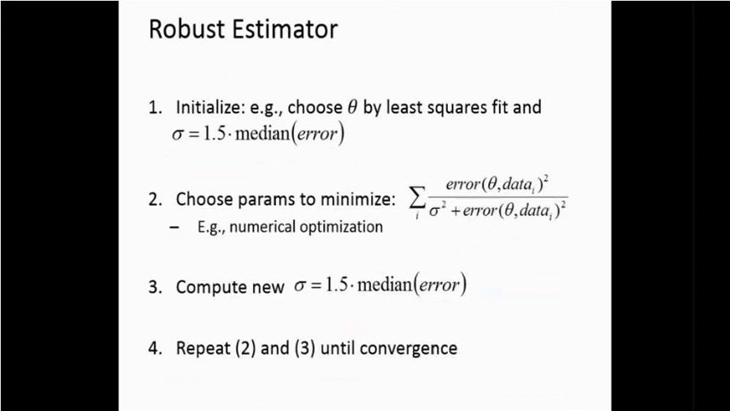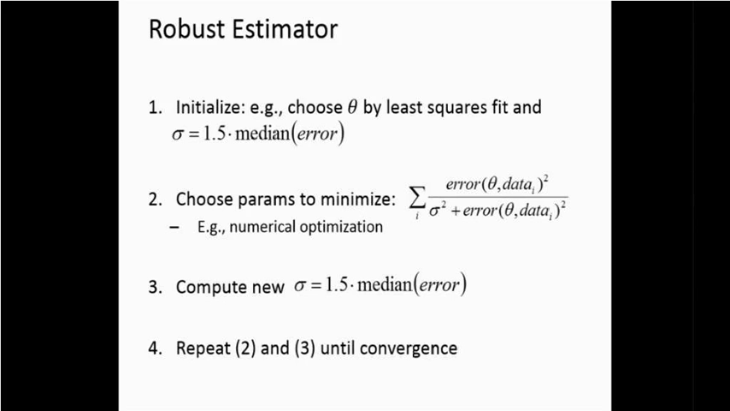So the solution is an iterative solution where you try to estimate your sigma, which is your error tolerance. That kind of models how much noise is in the system. And so you choose a sigma, and then you minimize your error according to that robust error function. And then you choose a new sigma, and then you keep on repeating until you converge. So the algorithm is that you choose some theta by least squares fit. So you just do a least squares fit to all your data. And then you say that sigma is 1.5 times the median error.